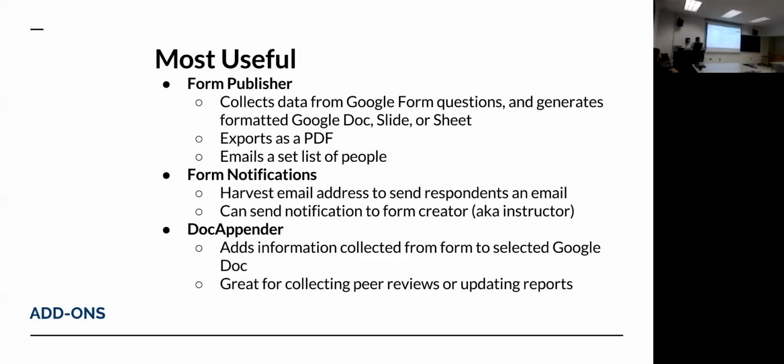So these are just some other useful ones. Doc Appender is another really useful one. That will let you add responses from a single form to the end of a single document. So if you have 30 or 40 people filling out the same form, and you want to have everyone's responses on that same Google Doc, that's your tool. Form Publisher will generate one document per response. And Form Notifications will harvest email addresses and send people a more detailed email. We use the built-in Google thing, and that's what we got with the form responses.